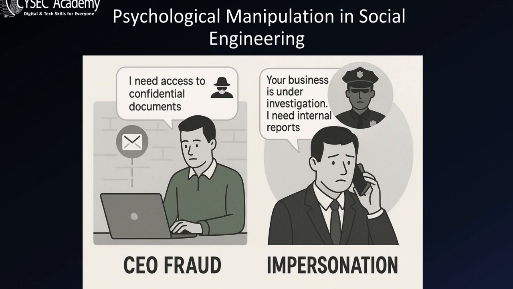1. Authority bias. People tend to comply with figures of authority. An attacker sends an email from a spoofed CEO address requesting access to confidential documents. A fake police officer calls claiming your business is under investigation and asks for internal reports. Why it works: we're conditioned to obey those in charge.